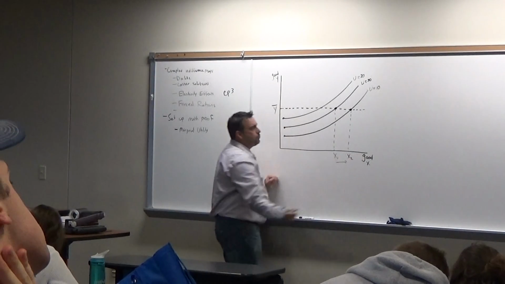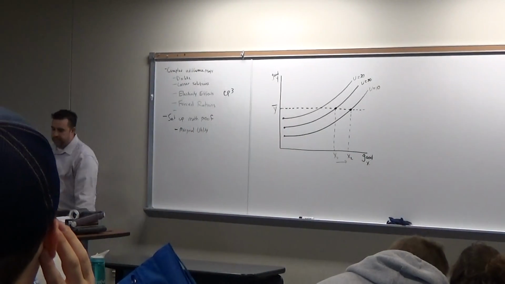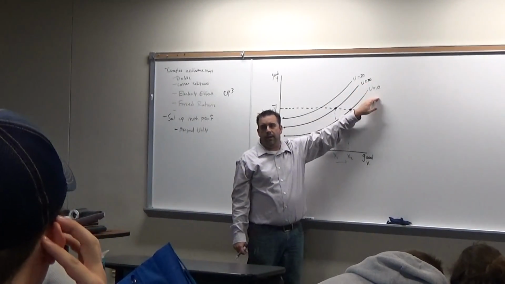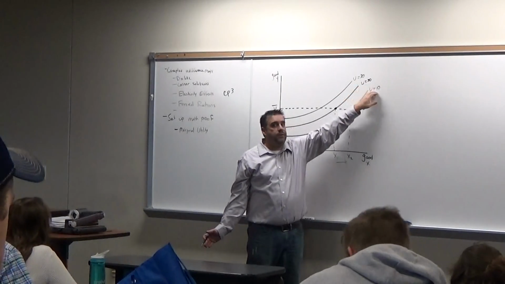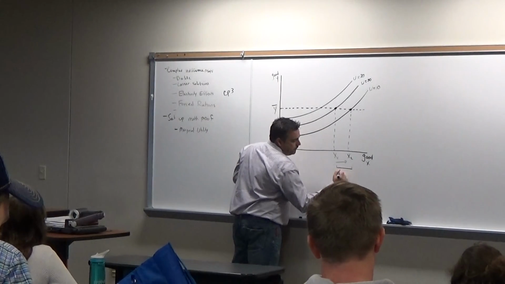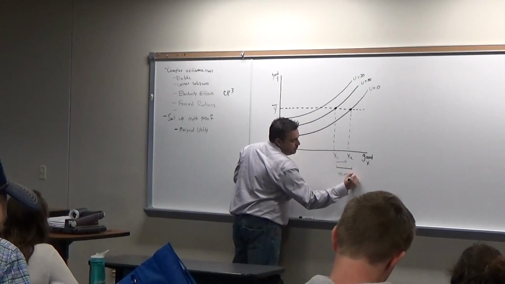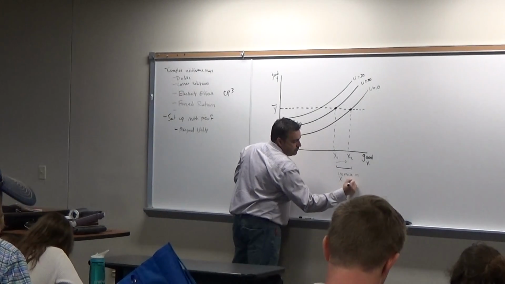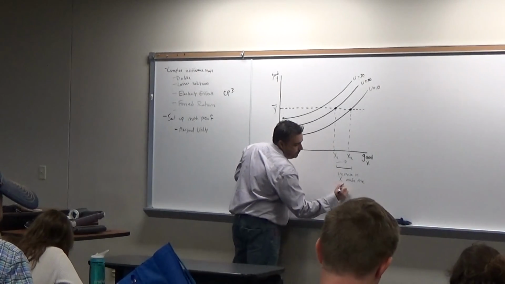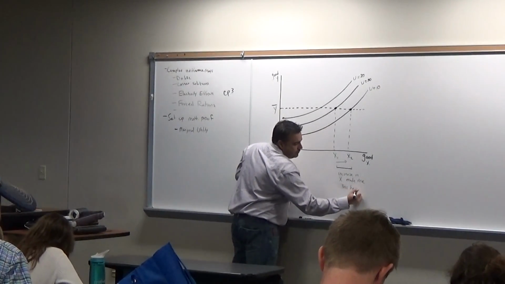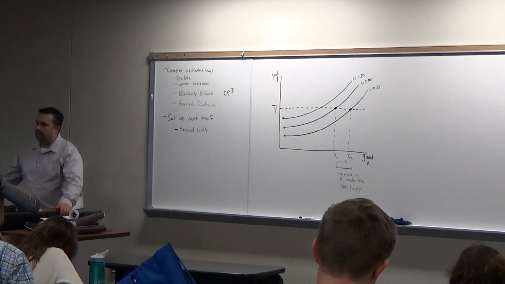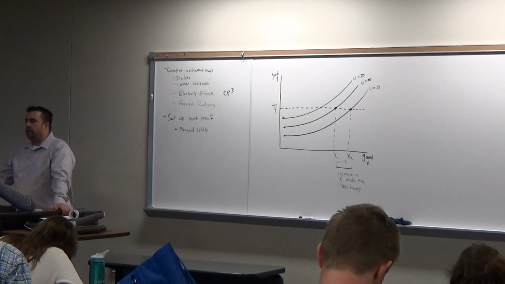So this change from X1 to X2, increasing good X, look at the effect it has on my total utility. I went from 20 to 10, right? Measured in smiley faces, 20 smiley faces to 10 smiley faces. Effectively, this increase in X, we'll call it less happy. This increase in X made me less happy. So I got more of this good, and I am less happy.